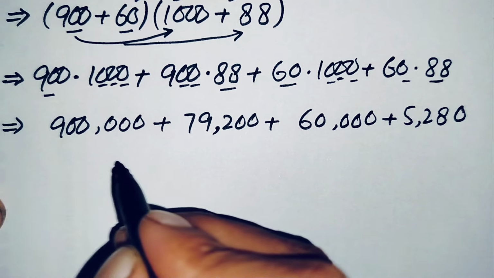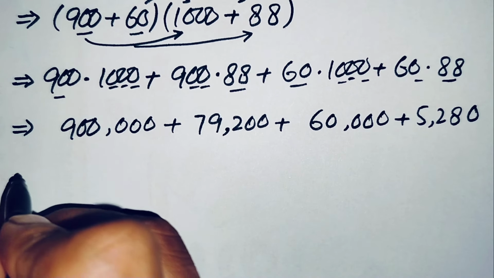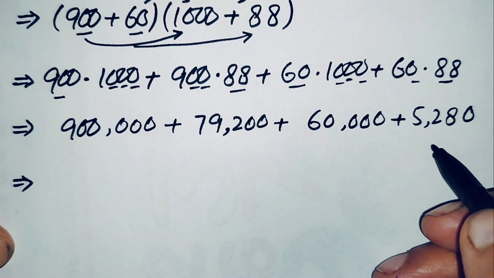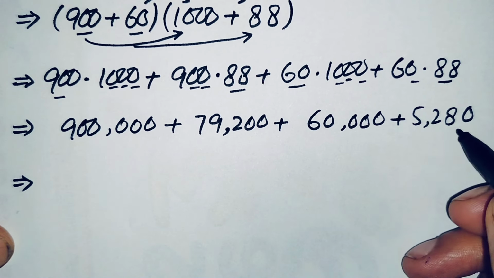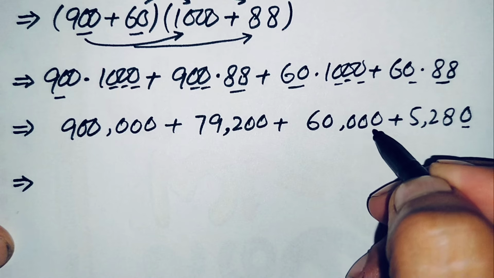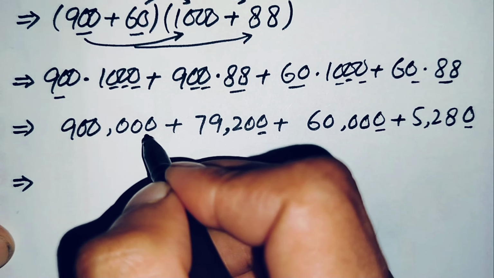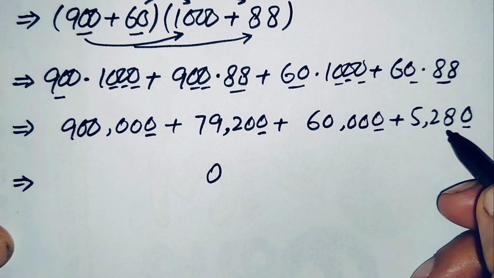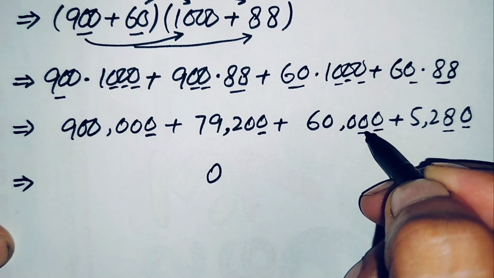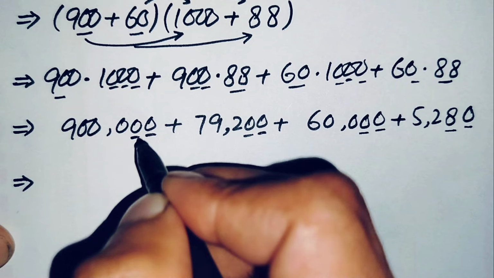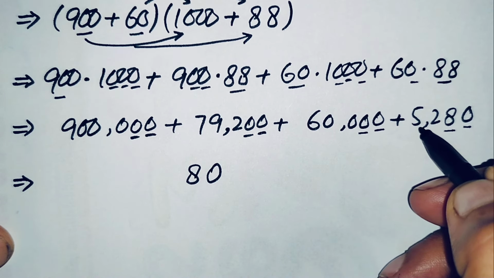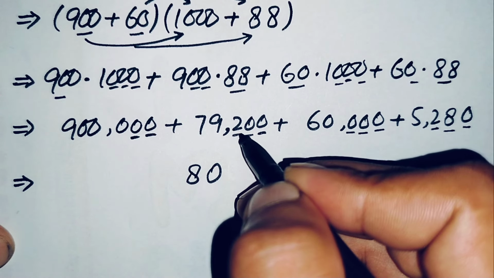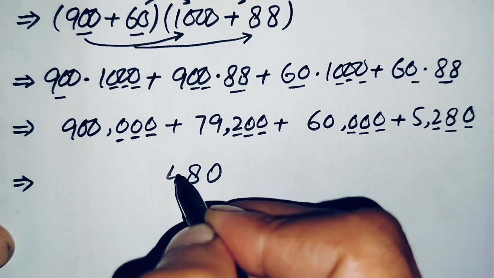Now finally we will add all of these 4 numbers. Now to add these 4 numbers, we will start from the 1's position and we will add the digits at 1's position. So 0 plus 0 plus 0 plus 0 is 0. Now let us add the digits at 10's position. So 8 plus 0 is 8, 8 plus 0 is 8. Now let's add the digits at 100 position. So 2 plus 0 is 2, plus 2 is 4, plus 0 is 4.